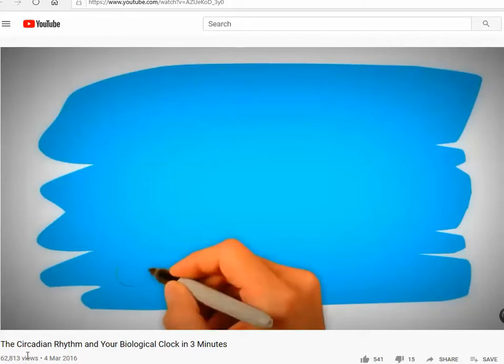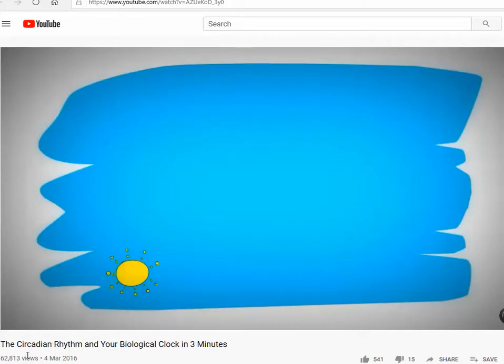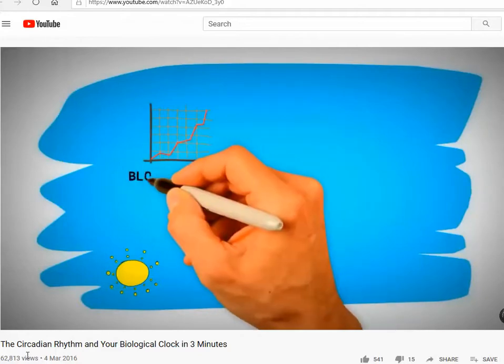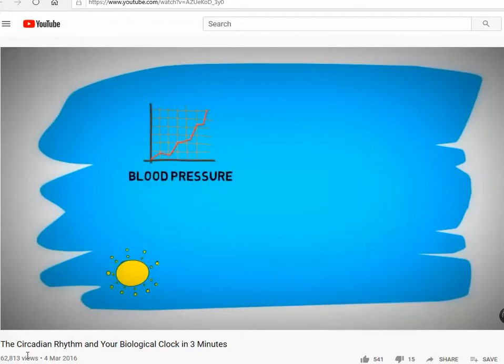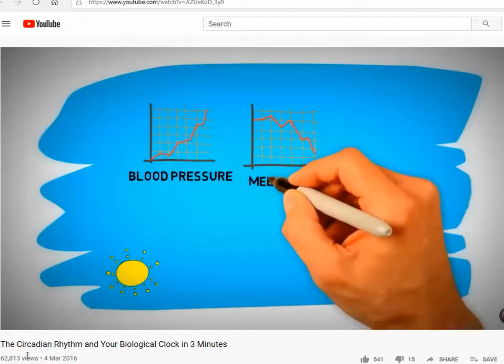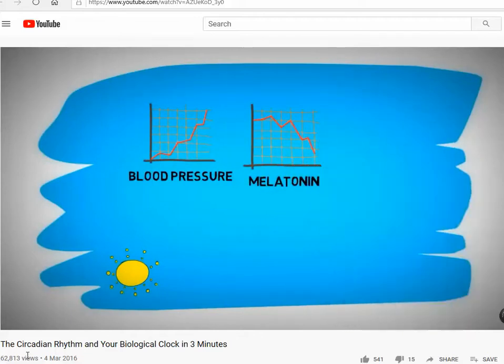If you take a normal day and break it down from sunrise to sunrise, it may look something like this. In the morning time, our body experiences its sharpest rise in blood pressure and a reduction in the secretion of melatonin. These occurrences cause our bodies to feel awake.